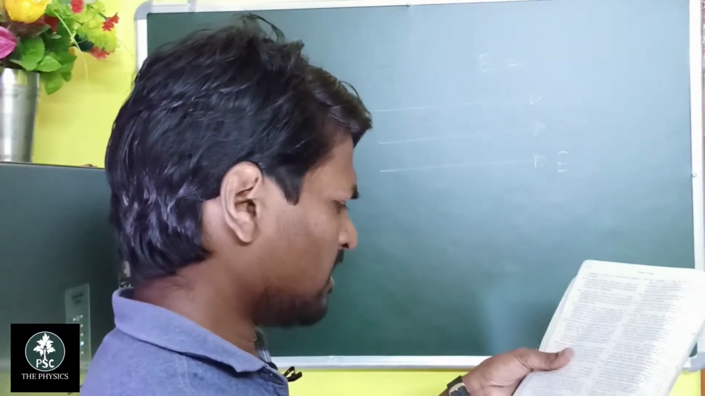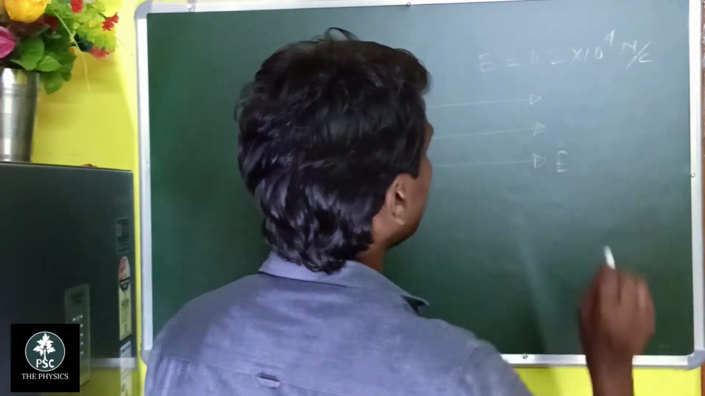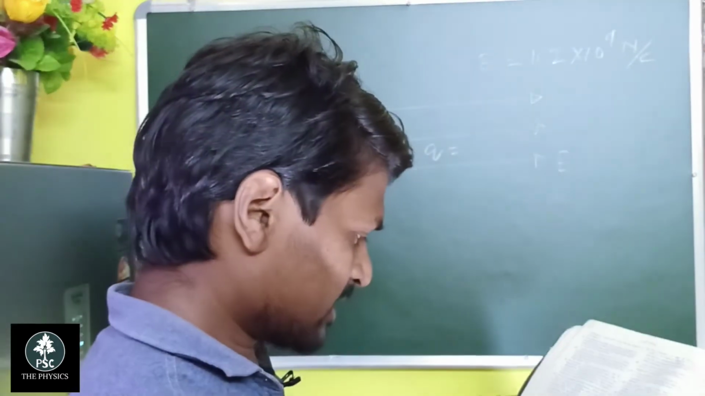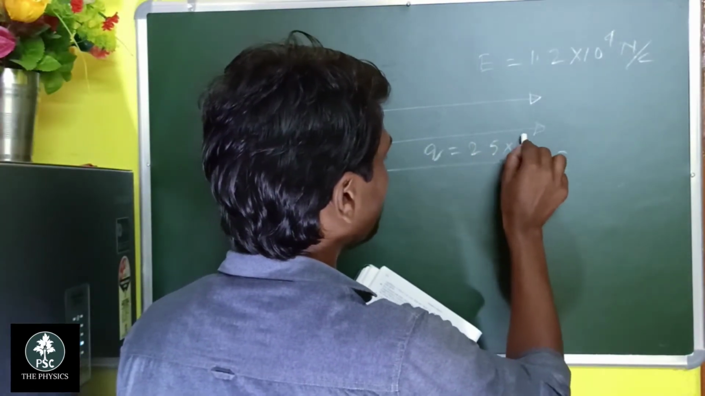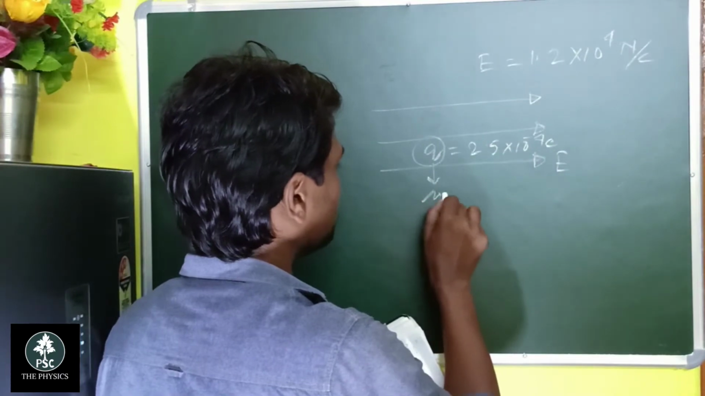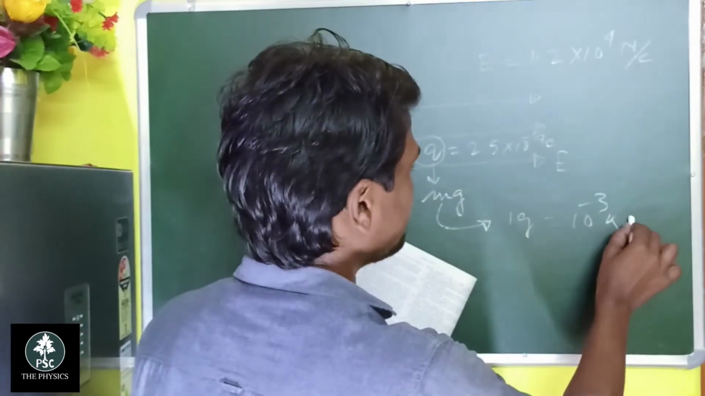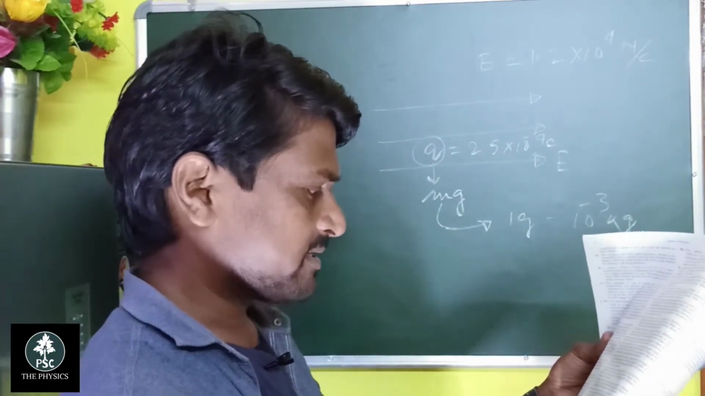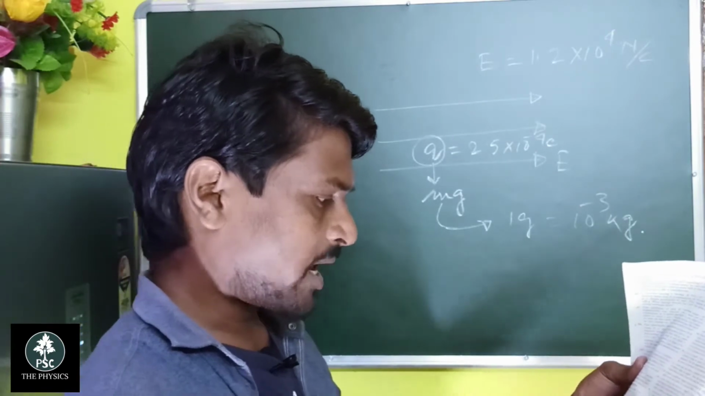The electric field is 1.2 into 10 to the power of 4 Newton per Coulomb, and the charge Q equals 2.5 into 10 to the power minus 4 Coulomb. Its mass m is given as 1 gram, equal to 10 to the power minus 3 kg. Find the electric force and the force of gravity acting on this particle. Can one of these forces be neglected in comparison with the other for approximate analysis?